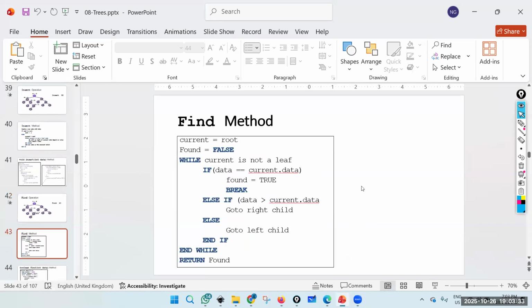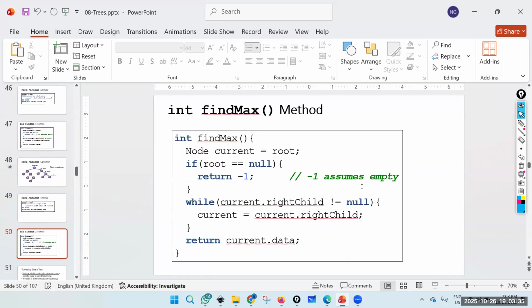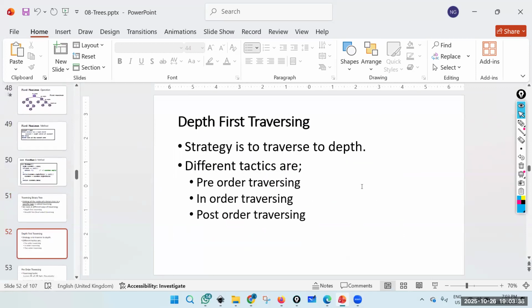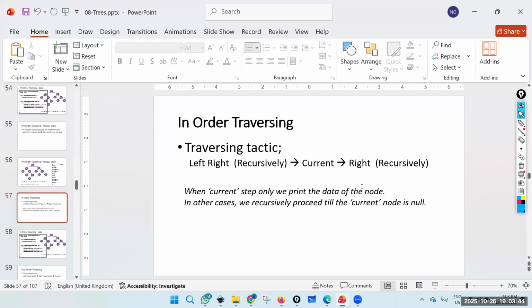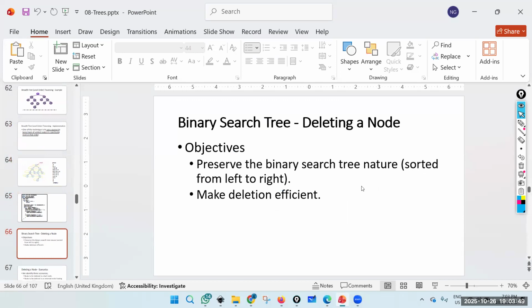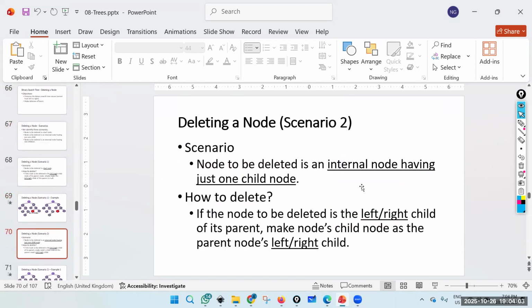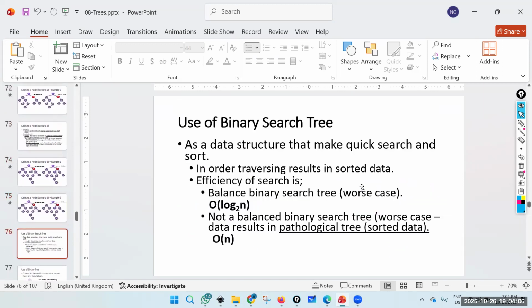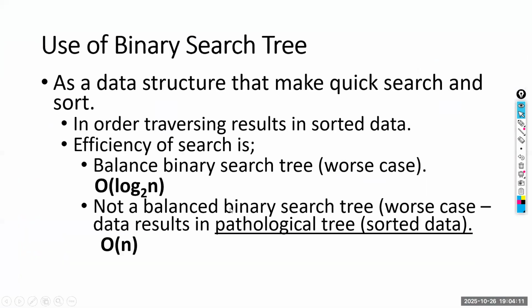Okay. Right. So now we have discussed finding minimum, finding maximum, traversing, depth first traversing, the three approaches, breadth first traversing. Okay. And also how to delete nodes, right? When the node to be deleted is a leaf, the node to be deleted has one child, and the node to be deleted has two children. Okay.